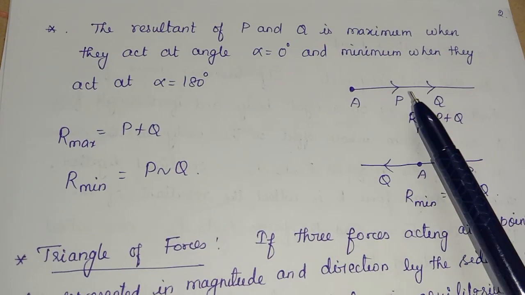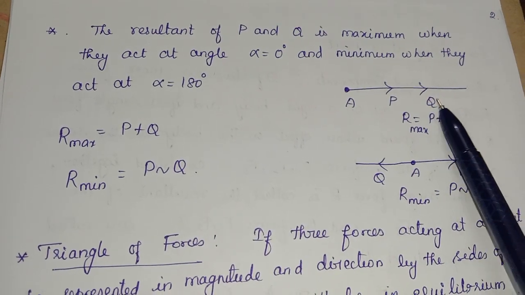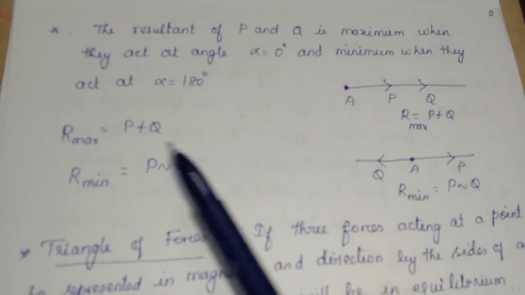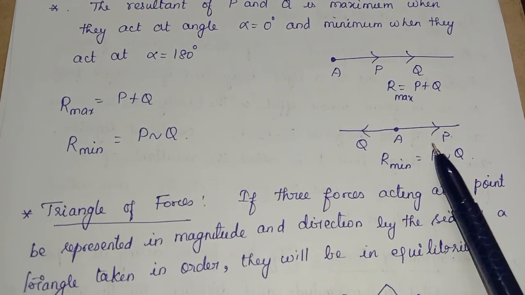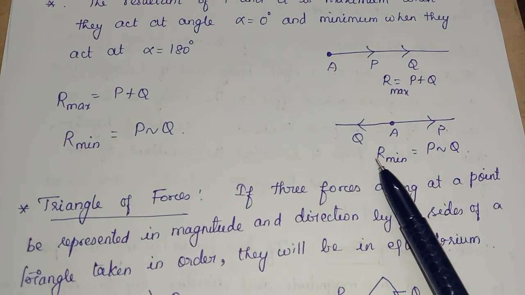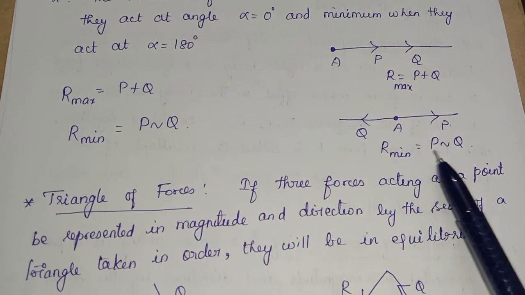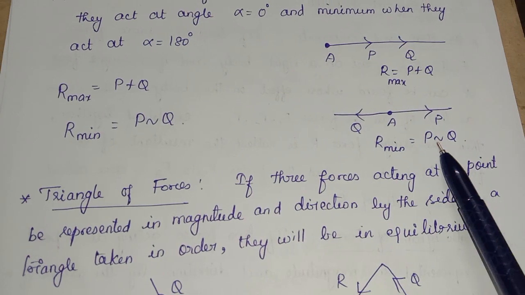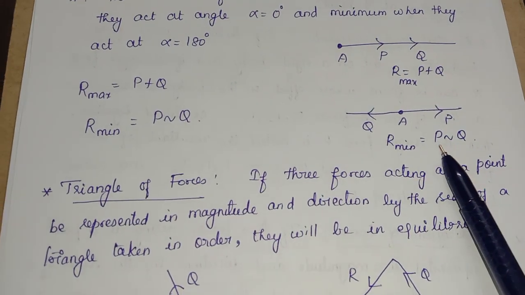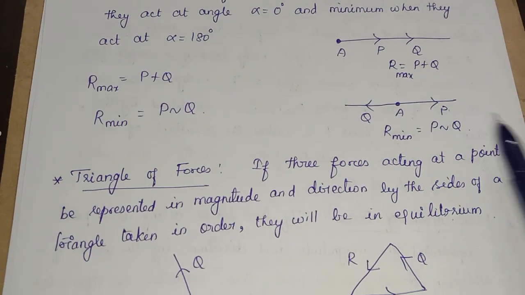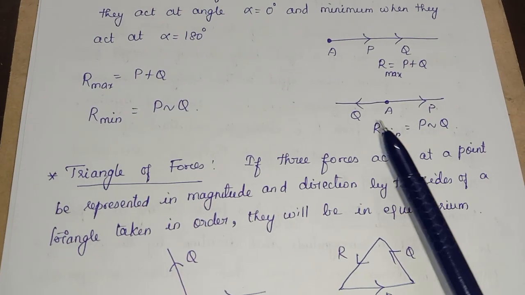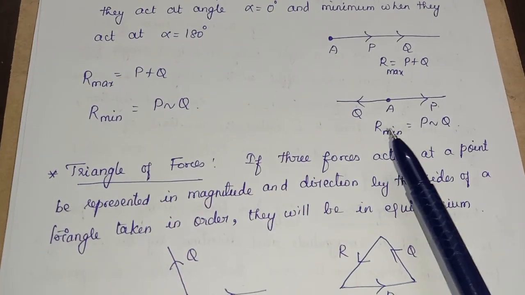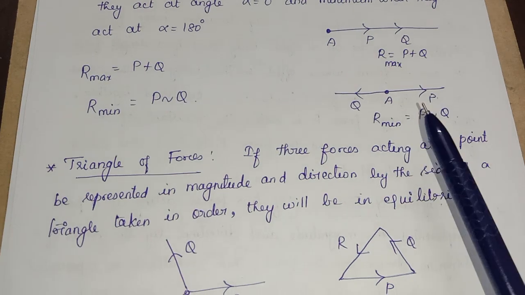Okay, so when the two forces are acting in the same line along the same direction, you will have the maximum value and it is equal to P plus Q. When they act in the same line along opposite direction, you will get the minimum value for the resultant, and that is given by P difference Q. This is difference, okay, whichever is greater that you have to put in the front. So either it may be P minus Q or Q minus P.